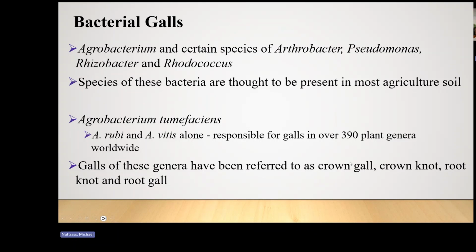So these galls, you might hear them as crown galls, as crown knot, as root knot, root galls. As we move into nematodes, you'll see these as well, because they're just going to be these knots. That's going to be the telltale sign that you've got a bacteria infection.